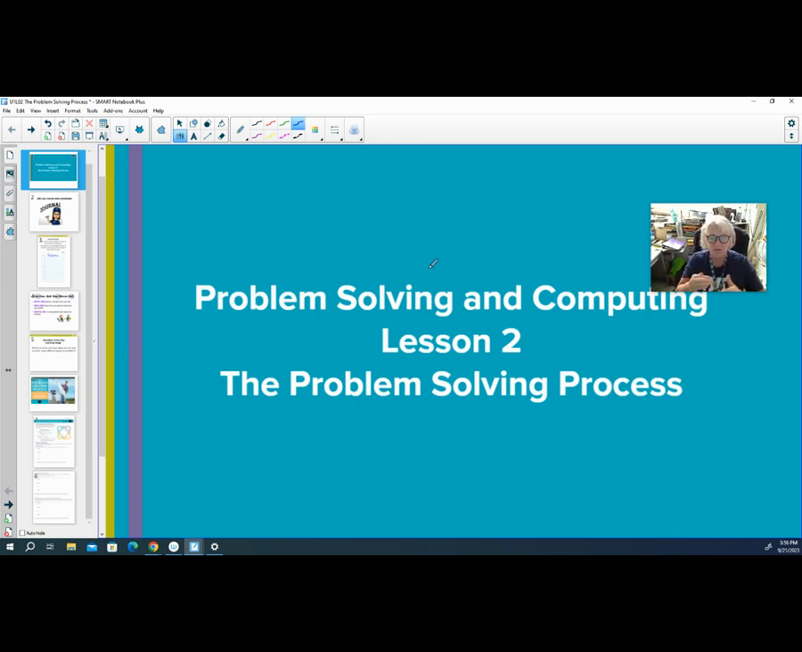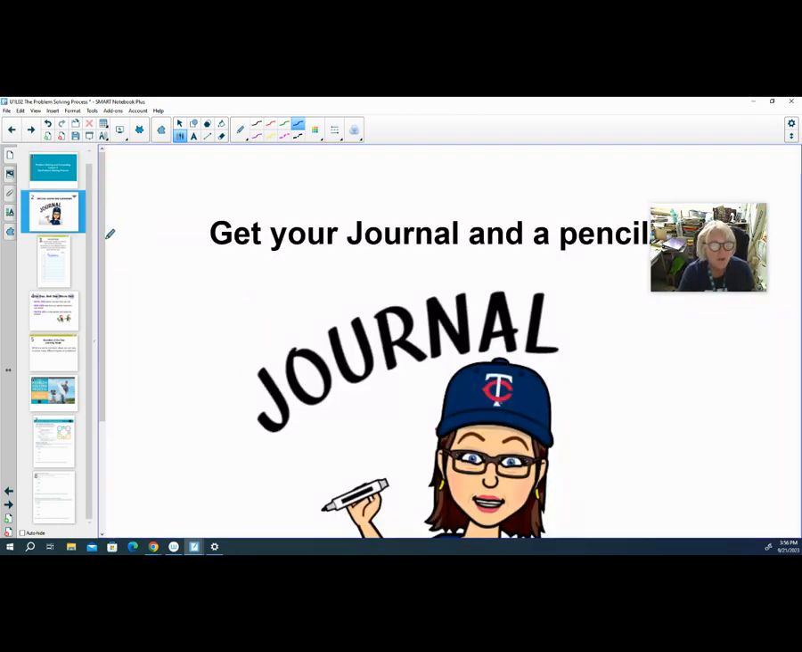So these first couple of lessons, we're going to really focus on problem solving and how programmers think. And then we'll get into how apps and computers work. So today we're going to focus on something called the problem solving process. Here's what you need to do.